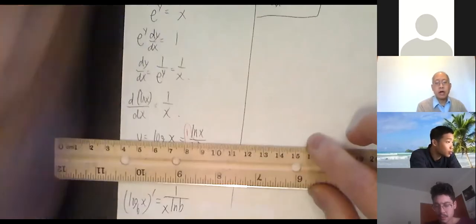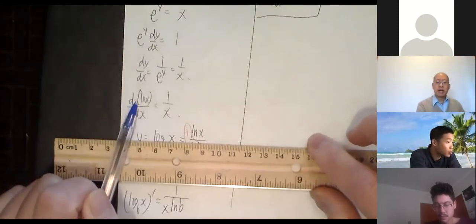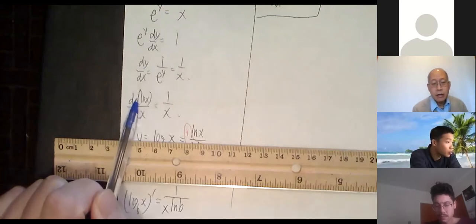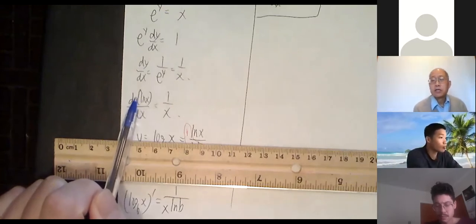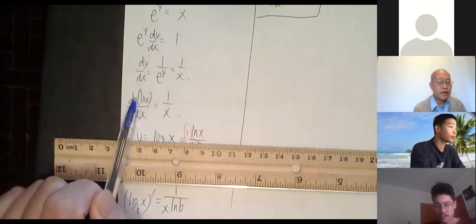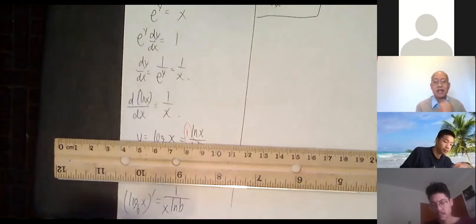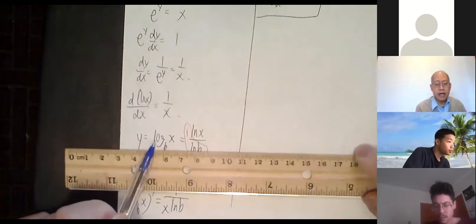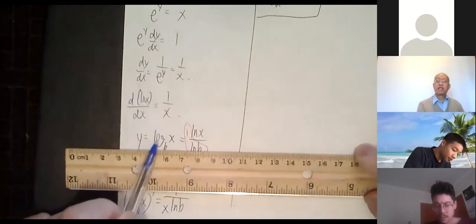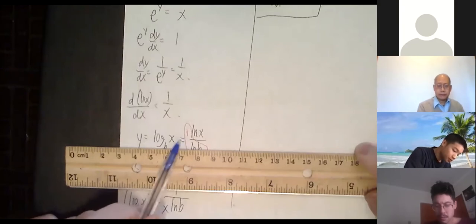Now, what if you have a log to any other base? As you might guess, when I had e to the x, the derivative was e to the x. And if I have any other base like a to the x, it was more complicated. It was a to the x ln a. Likewise, if I have a log to some other base, it's a little bit tougher, but we're going to change it so that there's an ln.